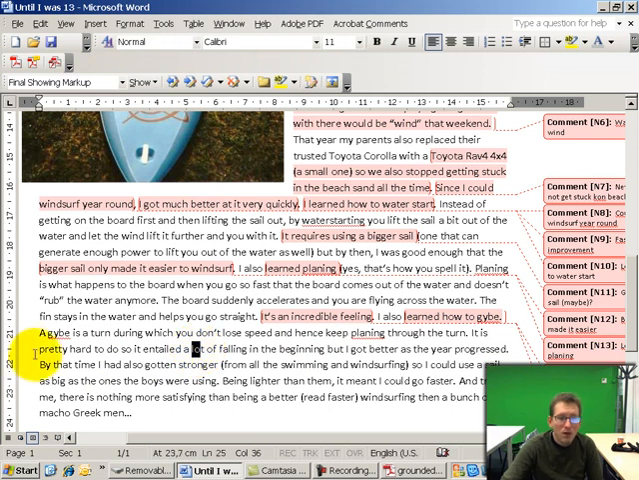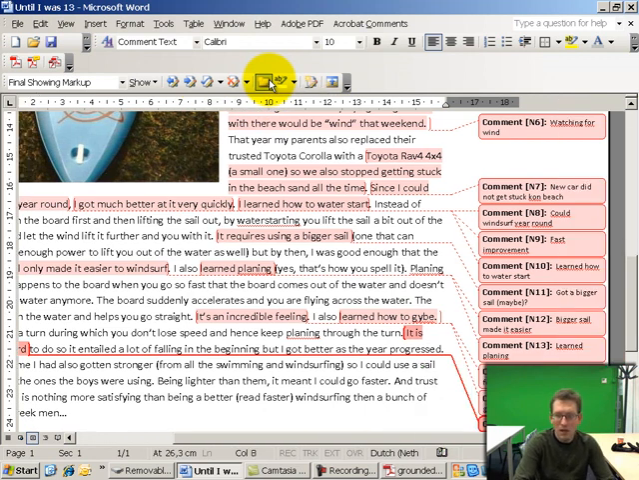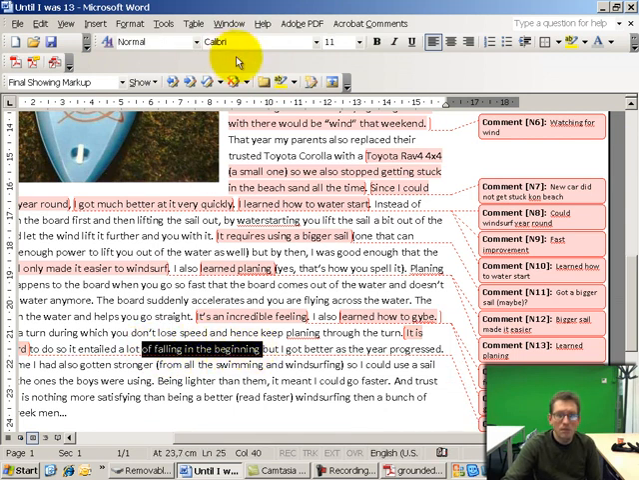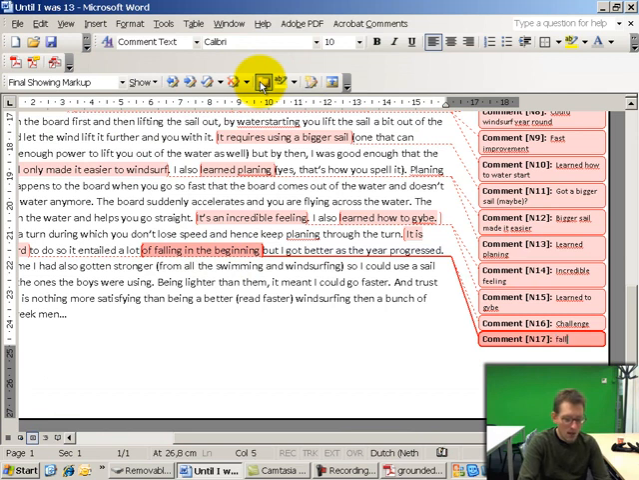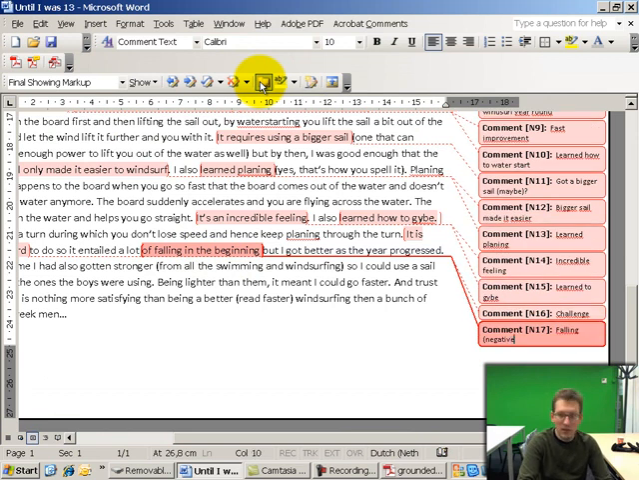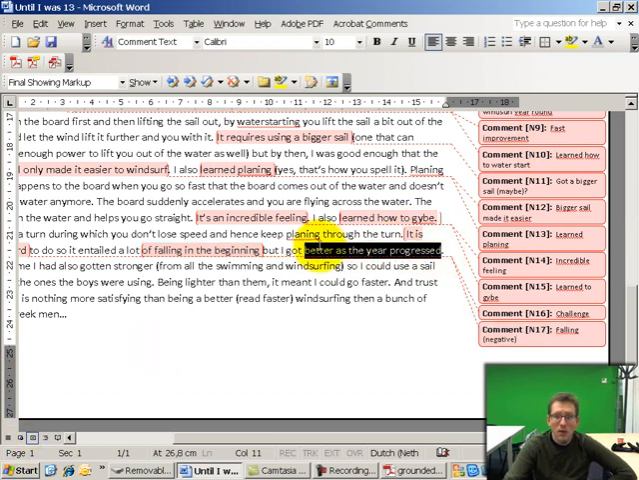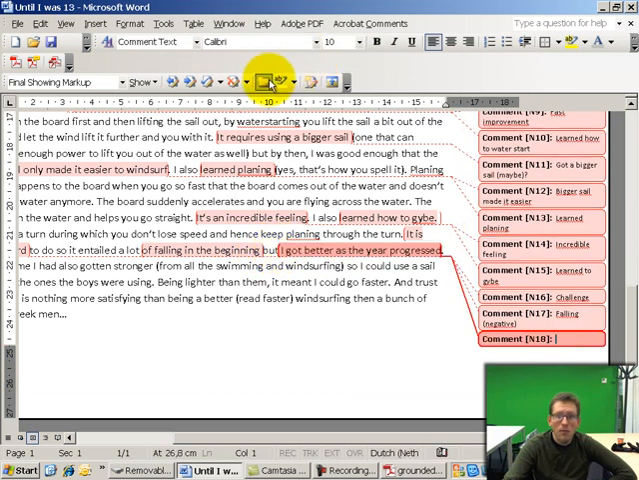Okay, it's pretty hard, so it entailed a lot of falling in the beginning. Maybe pretty hard? That's interesting because that means that something is challenging her. So we can code that as challenge. Entailed a lot of falling in the beginning. Again, we have falling, and again, it seems a little negative. But she got better as the year progressed. That's maybe not fast improvement, but certainly improvement.